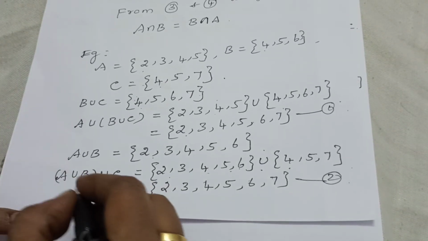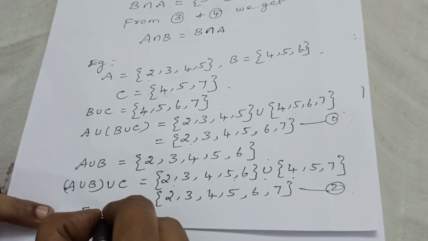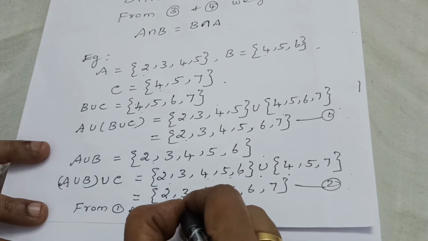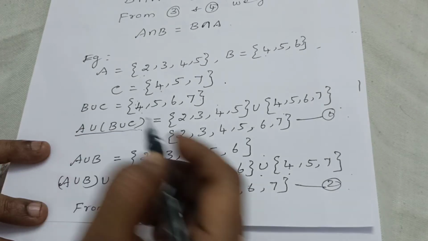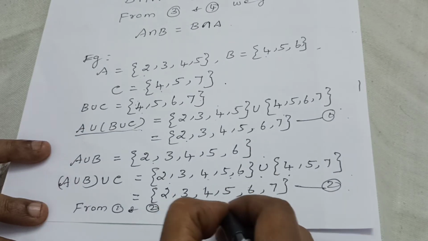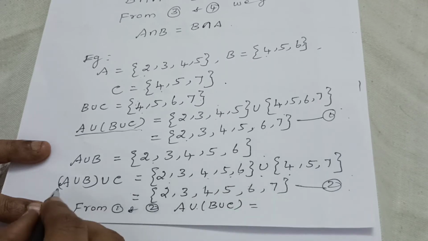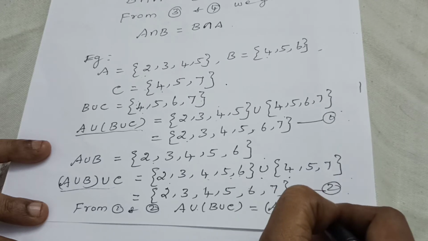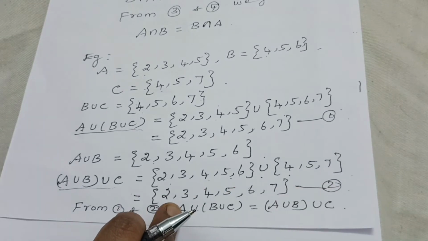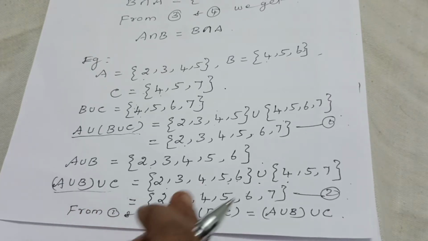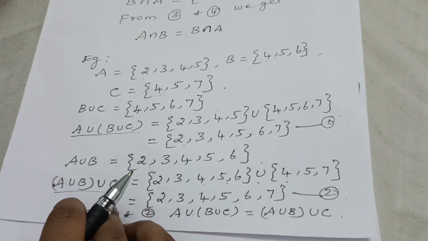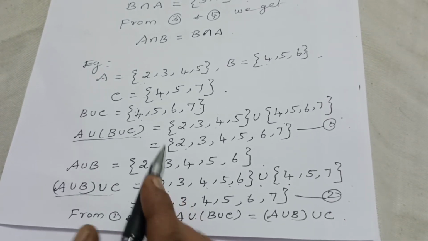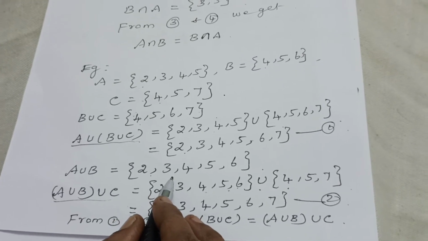Then from equation number 1 and 2, we can write what? Left hand side, A union (B union C) is equal to what? Right hand side, (A union B) union C. These two are equal. This is called what? Associative property for union of these sets. Like this only, intersection also we can find.